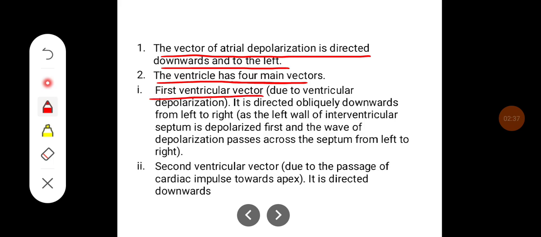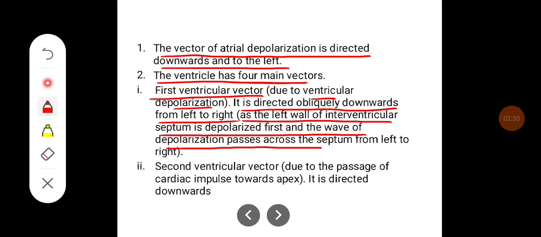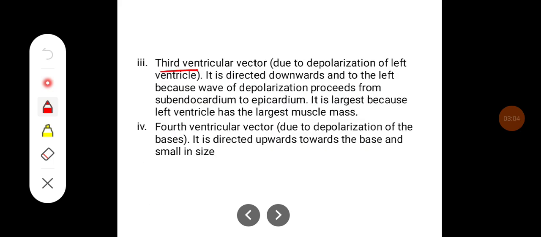First ventricular vector is because of the ventricular depolarization and it's directed obliquely downwards from left to right, as the left wall of interventricular septum is depolarized first and the wave of depolarization passes across the septum from left to right. The second ventricular vector is because of the passage of cardiac impulse towards the apex and it is directed downwards.